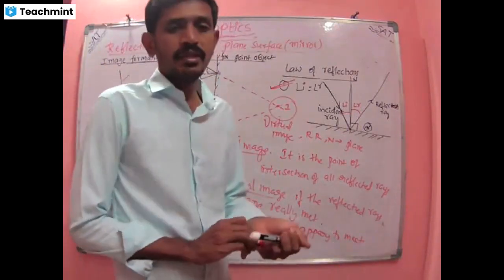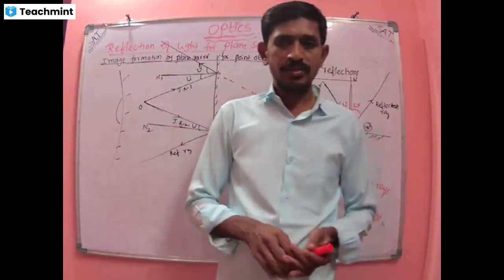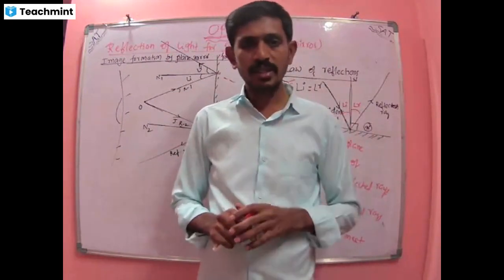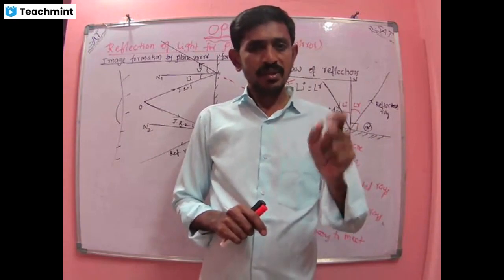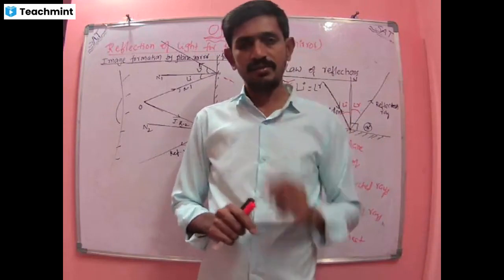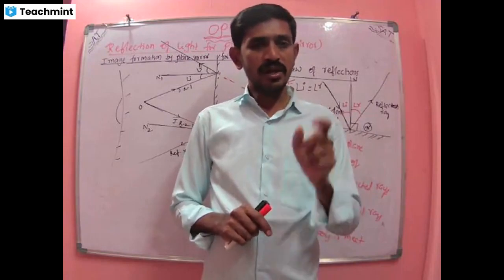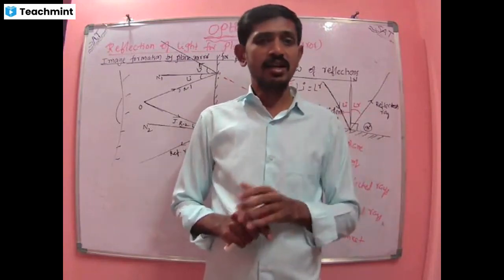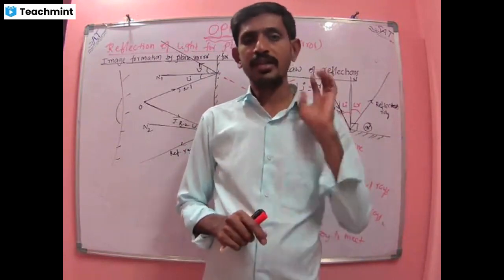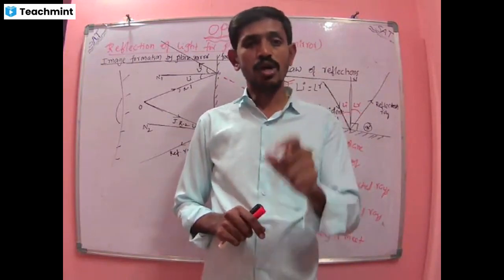So in the board examination, especially in the 10th examination, for a 2 marks question, it is a very short answer question: define real image, define virtual image. Real image means the point of intersection of reflected rays which really meet. Virtual image means the point of intersection of extended reflected rays, which appear to meet at one point. Simply, the point of intersection of extended reflected rays is called a virtual image.